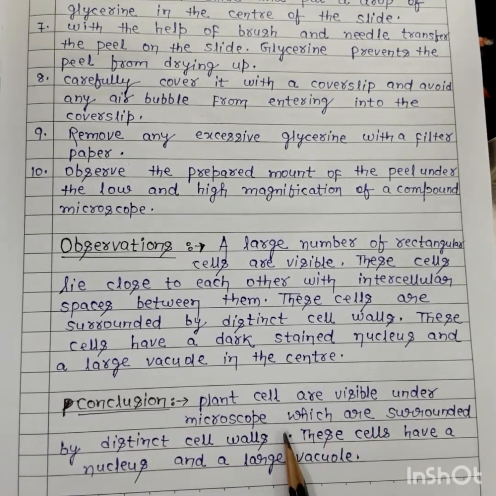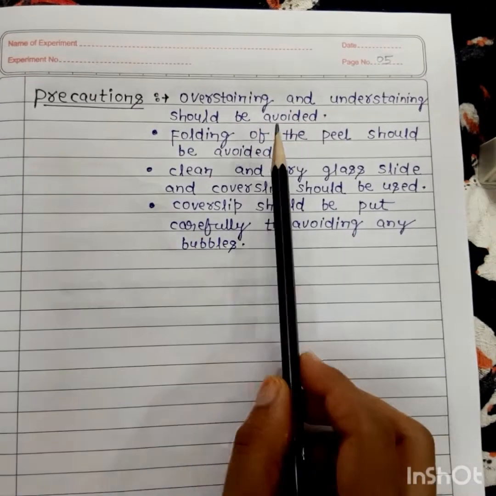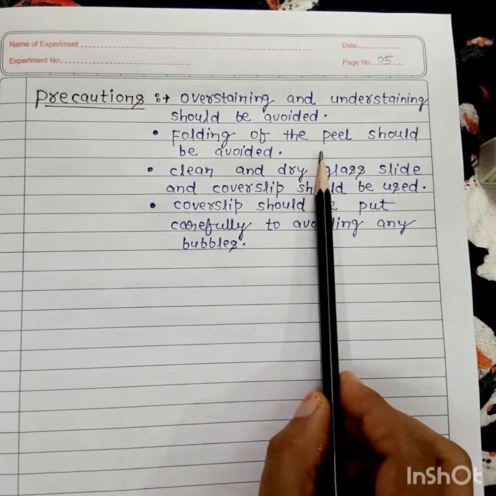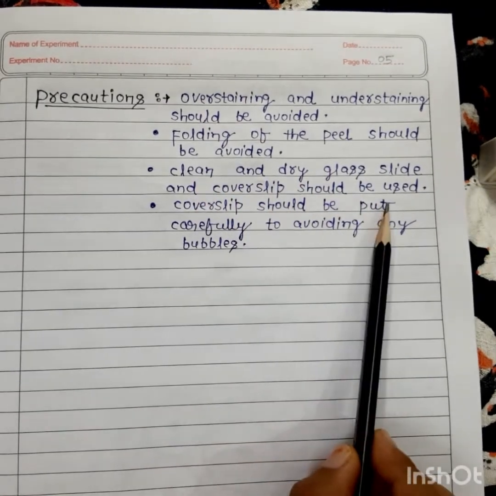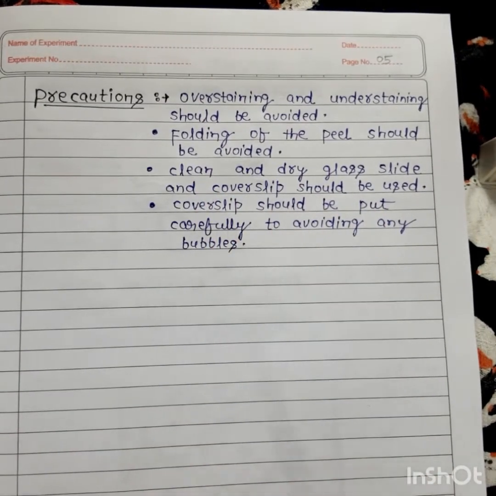Conclusion: plant cells are visible under the microscope, which are surrounded by a distinct cell wall, and these cells have a nucleus and a large vacuole. Some precautions we have to follow: overstaining and understaining should be avoided. Holding of the peel should be avoided. Clean and dry glass slides and cover slips should be used. Cover slips should be put carefully, avoiding any bubbles.